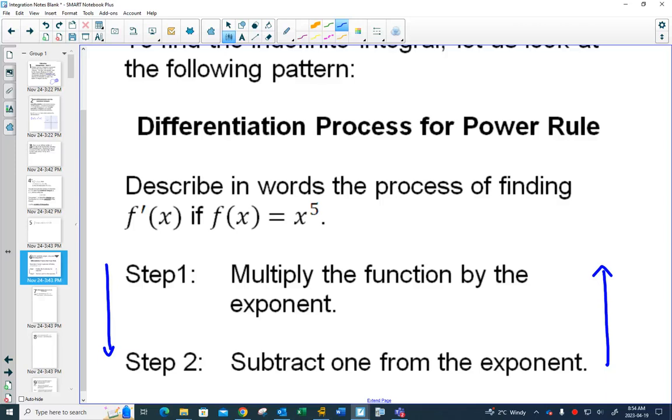What would be the opposite of subtracting 1 from the exponent? We would add 1 to the exponent. What would be the opposite of multiplying by 5 in the front? Would be dividing by 5. Okay?